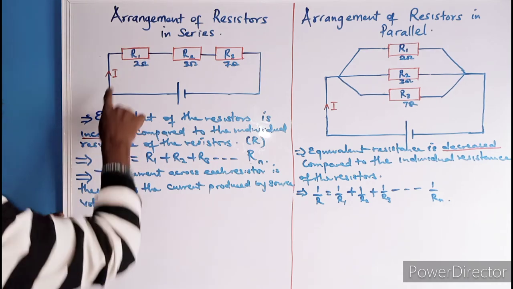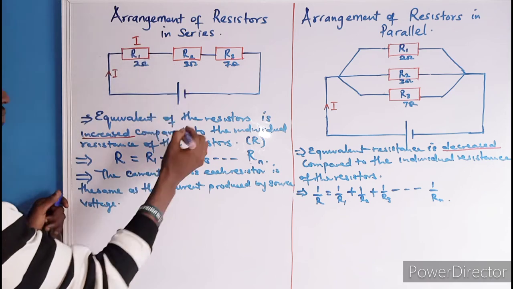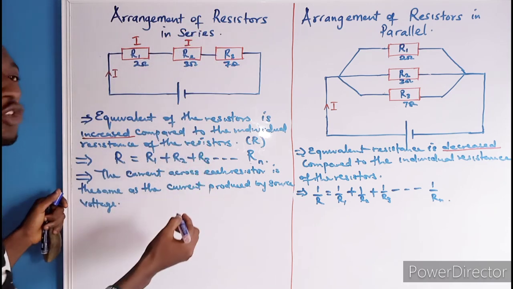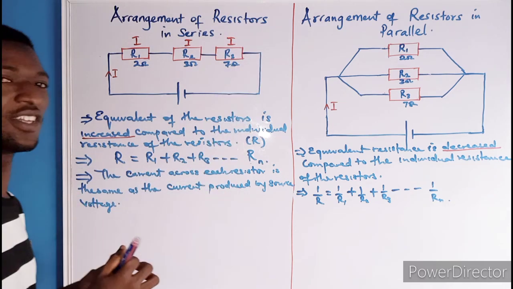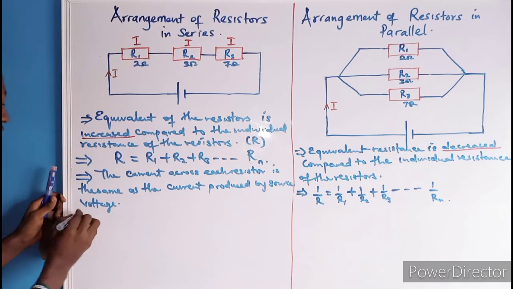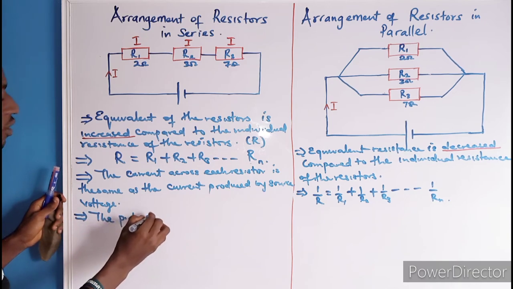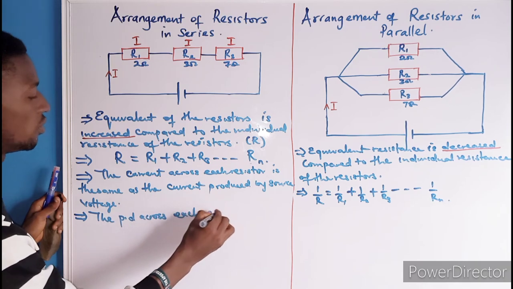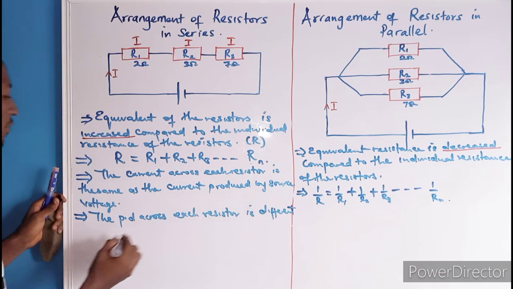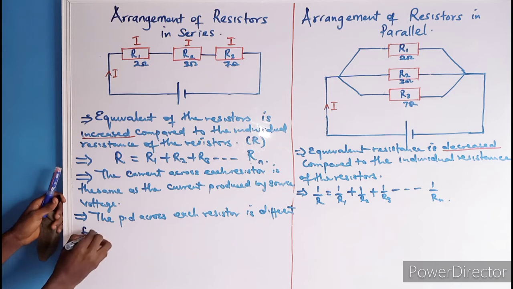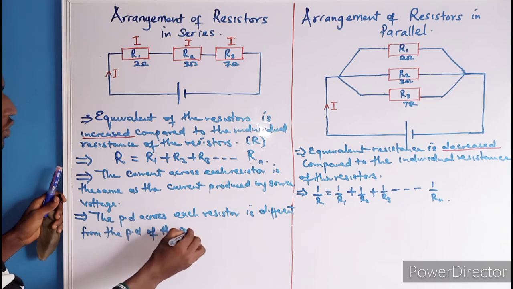So this means that if the current produced by the source voltage is I, then the current in this first resistor will also be I, the current produced in this second resistor will also be I, and the current produced in this third resistor will also be I. But this is not the same in the case of potential difference. In the case of potential difference, we say the potential difference across each resistor is different from the potential difference of the source voltage.